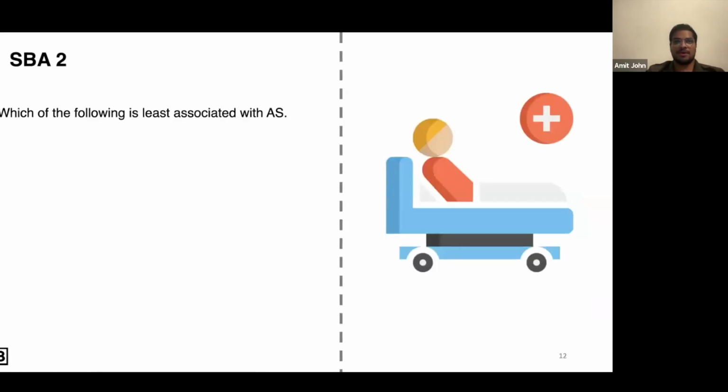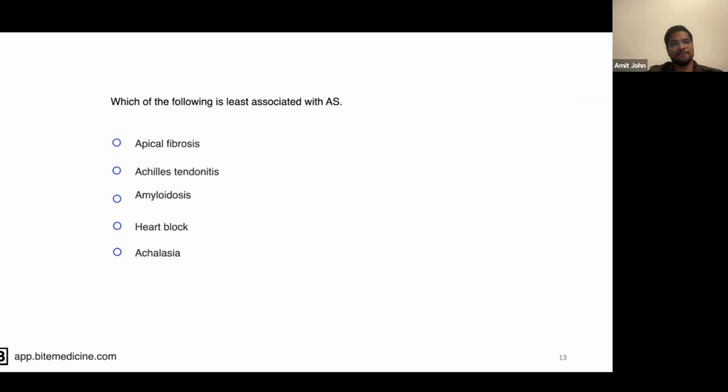So the next one: which one of the following is least associated with ankylosing spondylitis? Apical fibrosis, Achilles tendonitis, amyloidosis, heart block, or achalasia cardia. Leave your answers in the Q&A section.